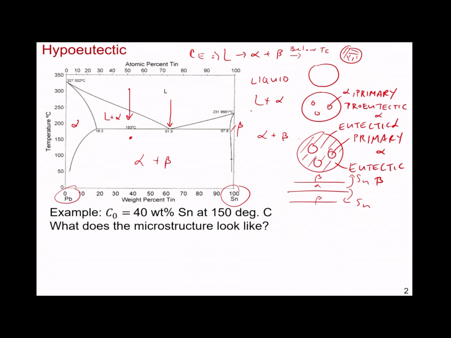Question? Yes? In your drawing, when you wrote the third circle down, the alpha plus beta, is that where that dot exists on the diagram? Yes. And then the one above that, the liquid plus alpha, is that transition arrow right there? Well, this is anywhere, right? If it's above the liquid, it is liquid through and through.